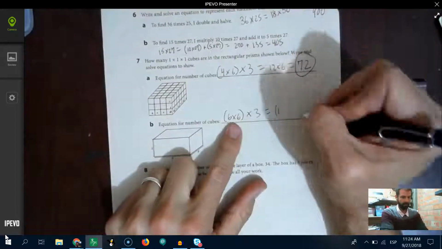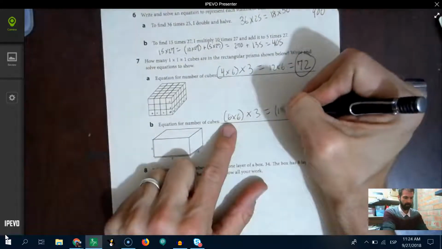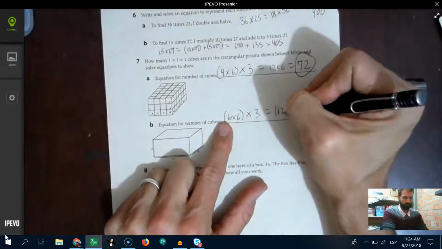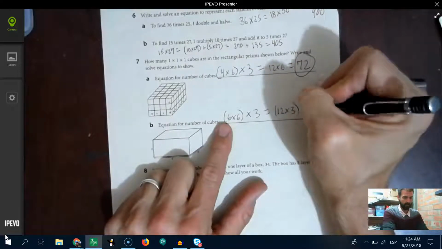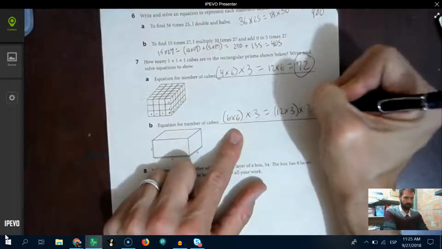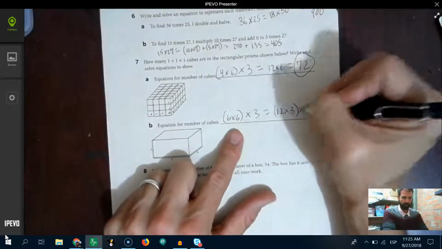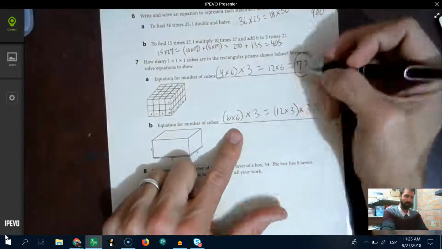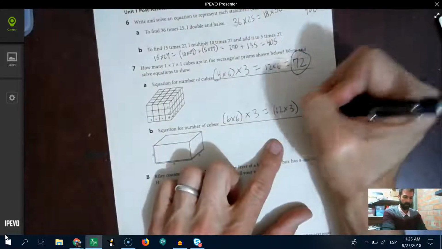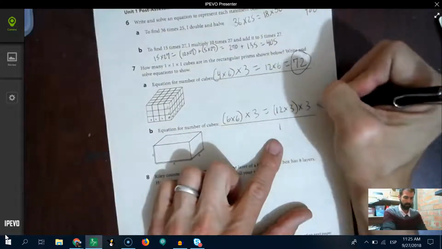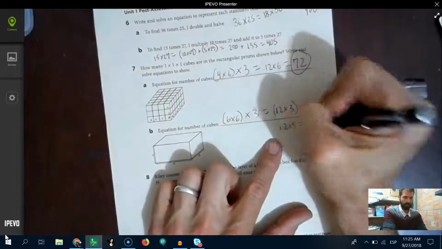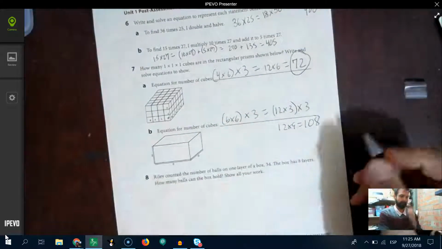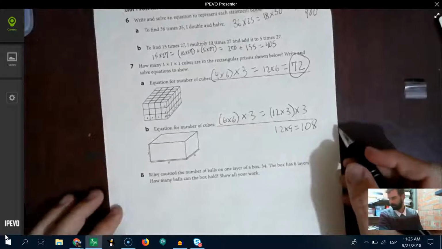What else could I do here? I could rewrite this to be 12 times 3 times 3. And then I could do 3 times 3 is 9. Oh, I know that one. So I can rewrite this as 12 times 9, and then that equals 108. So there we go, 108.